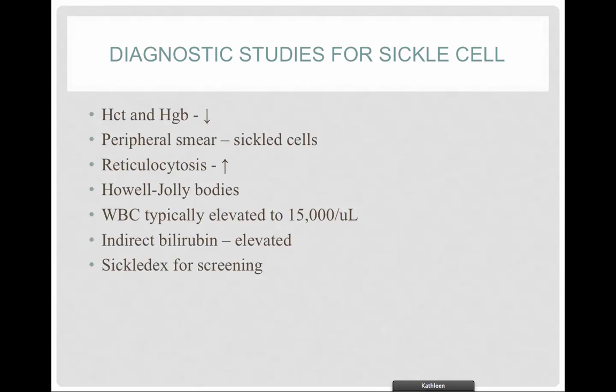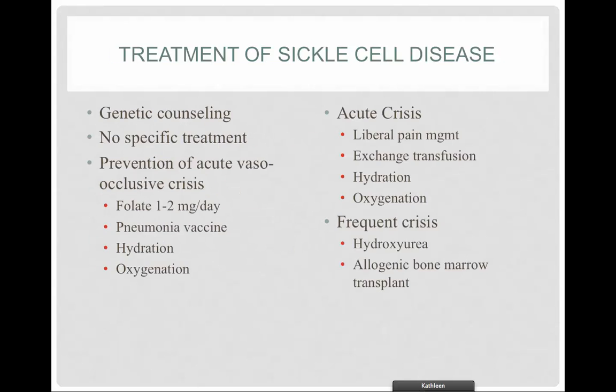Sickledex is a test that measures how likely red blood cells are to sickle under conditions of reduced oxygen tension. So you want to get Sickledex testing as well. Treatment for sickle cell disease is genetic counseling, no specific treatment, prevention of acute vaso-occlusive crisis, folate 1 to 2 milligrams a day, pneumonia vaccine, hydration, oxygenation. For acute crisis, you want to give liberal pain management, exchange transfusion, hydration, and oxygenation.